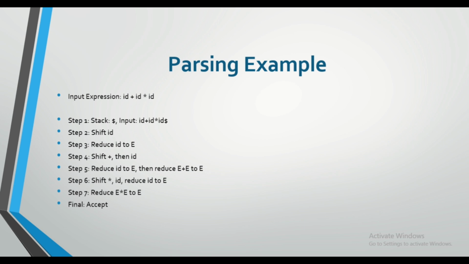apply reduction into E plus E. E into E gives E. Then E plus E gives E. The input is accepted when reduced to one E and the stack contains the start and end symbols. That is E into E to E, which is a non-terminal. Then it's accepted by the stack. Let's go with that. I hope you are clear with the parsing example.